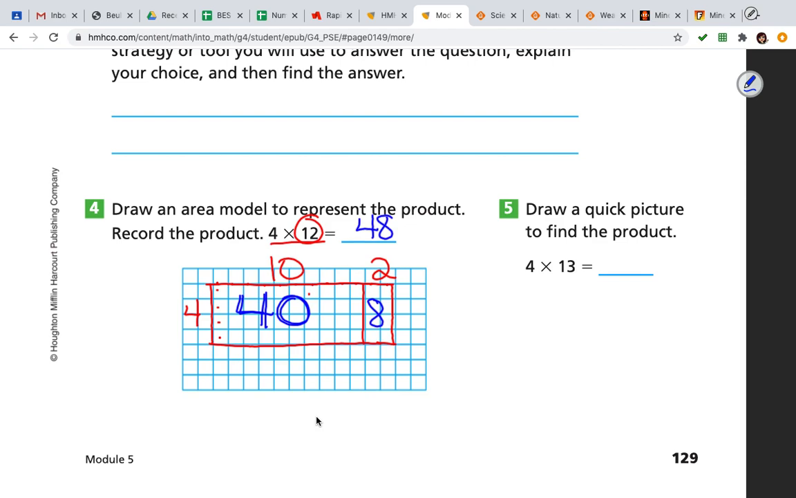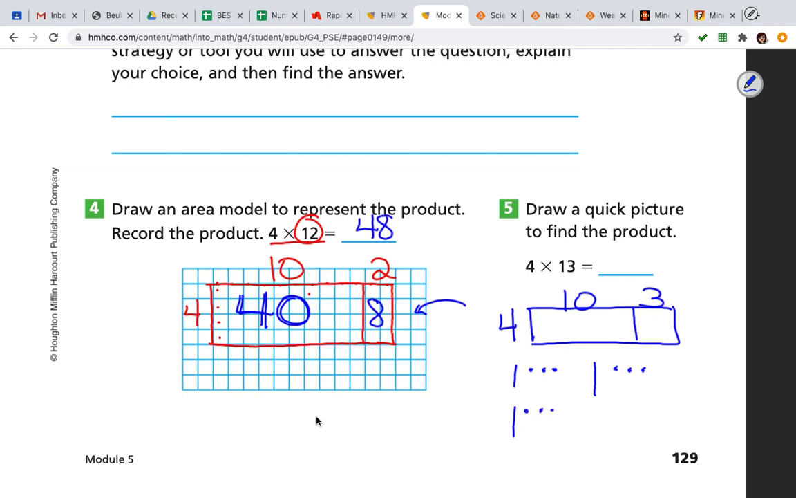Number 5, 4 times 13, draw a quick picture. They wanted you to draw it as base 10. Maybe you drew the area model like this. If you drew an area model, that's fine. You could have done it like this. You could have done 10 and 3. You could have solved it like that. They were asking for you to do 13, so 10, 11, 12, 13, and we're supposed to do 4 of them.